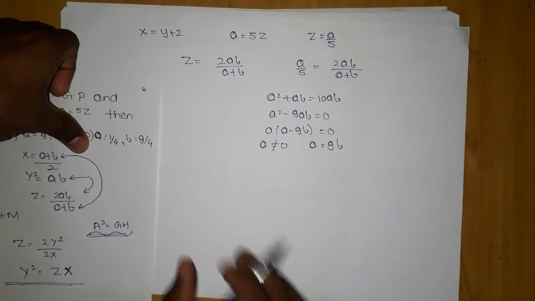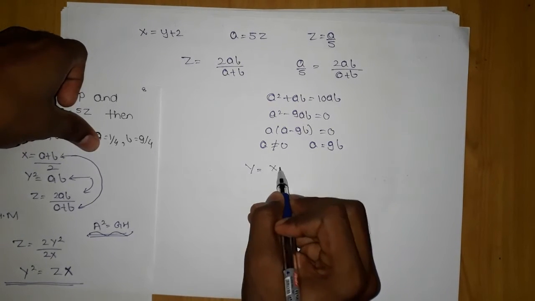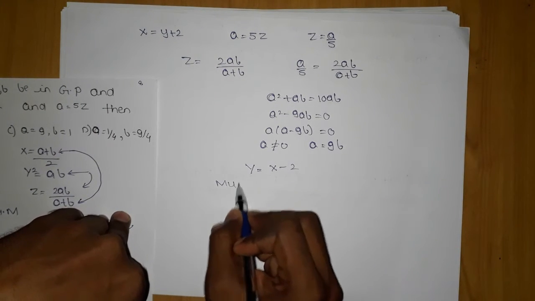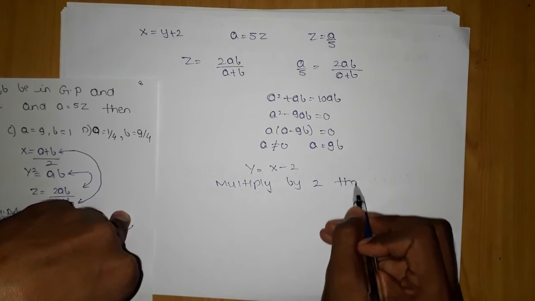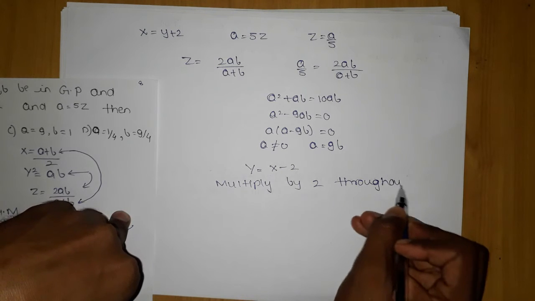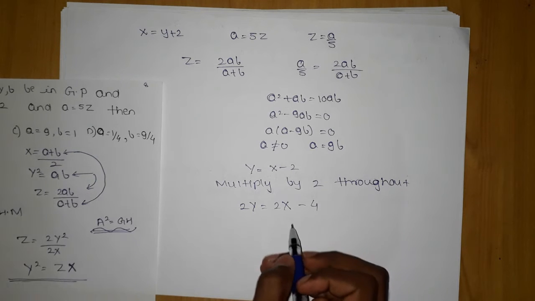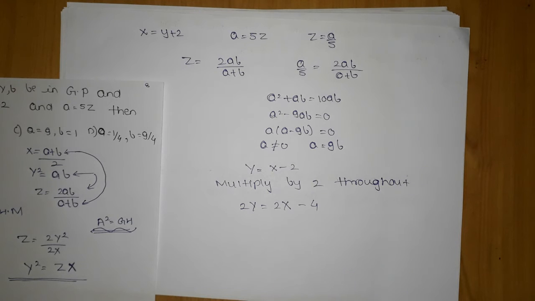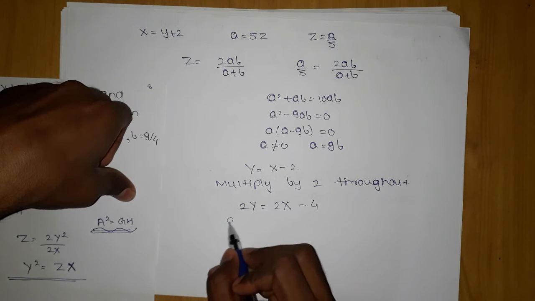So now we got a relation between a and b. Now one thing we know, that y is x minus 2. If I multiply by 2 throughout, the moment we multiply we get 2y equals 2x minus 4. What was the reason for doing this? Because we have the 2x value, which we can substitute. Similarly, what we are going to do is square, squaring both sides.